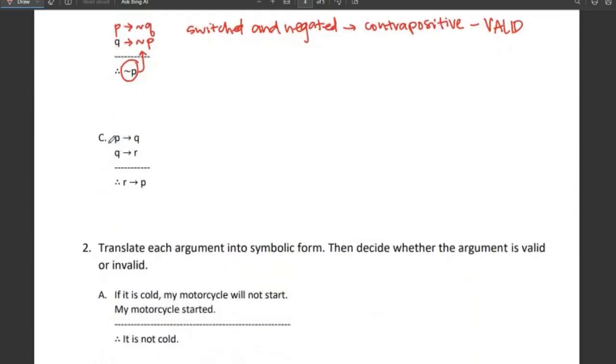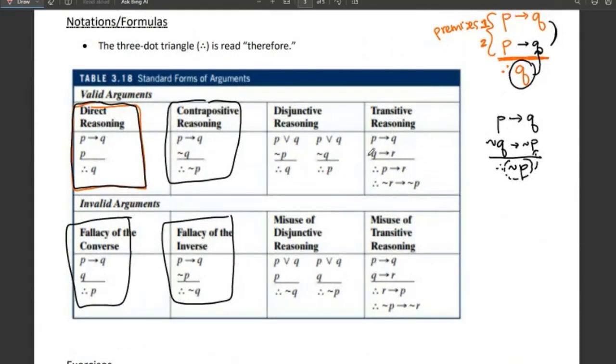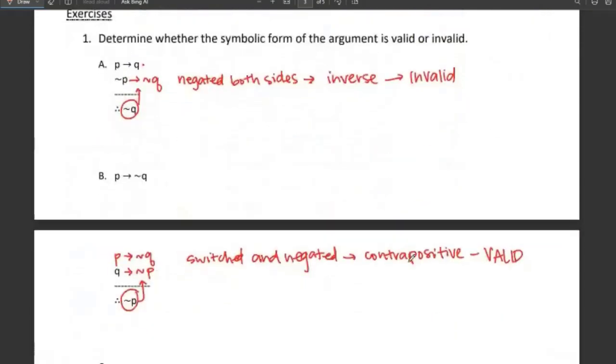All right, C. If P, then Q, and then we have if Q, then R, and then our conclusion is if R, then P. So we can use the table up here, and it tells us that for this to be valid, because this is the only one that uses P, Q, and R, we go from P to Q, Q to R, then P has to go to R. If R is going to P, like it is down here, then it is invalid.